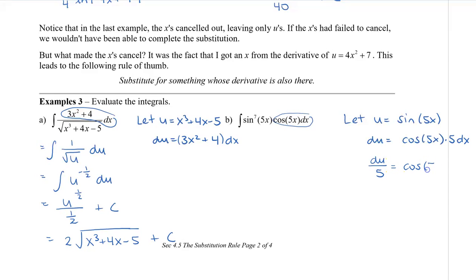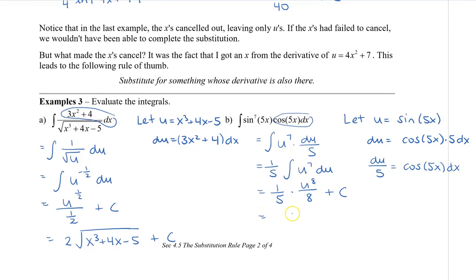So I'm left with that piece, this expression here. So this gives me the integral, and sine 5x is going to be u to the power 7. And then this whole part that I've circled is now going to be du divided by 5. So I have 1/5 integral of u to the 7 times du. So I have 1/5 times u to the power of 8 divided by 8, and then plus c.